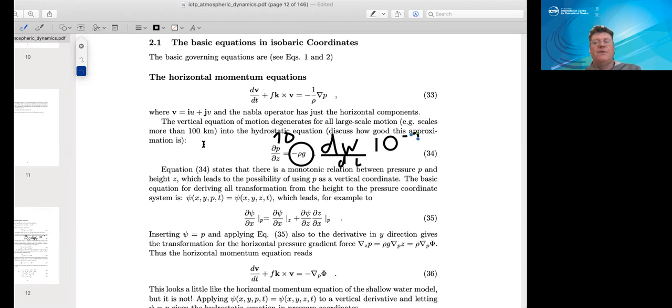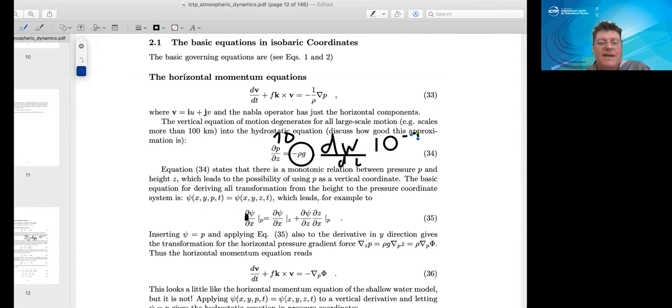Now, how do we derive the new equations in this new coordinate system? The basic assumption is that obviously any quantity I look at using the pressure as the new vertical coordinate has to have the same value at any place as the original quantity. So if I look at the temperature at the same place but just with a different coordinate, it should have the same value. That is essentially the only equation we need.